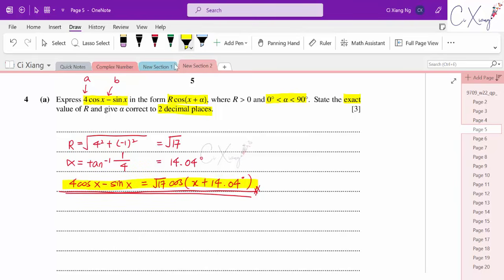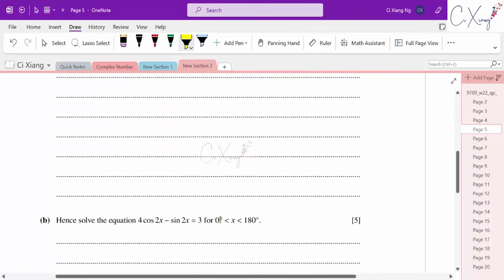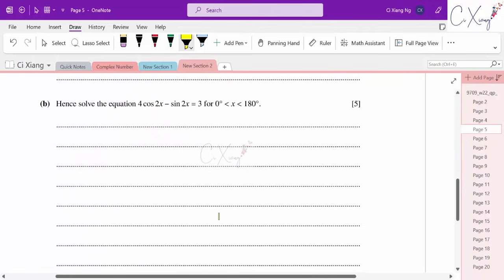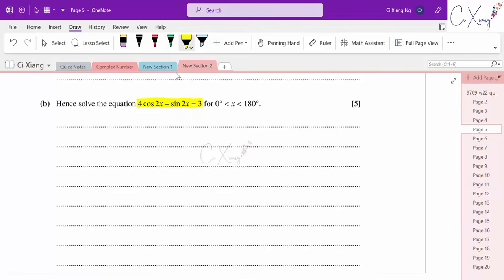Alright, and now we can proceed to part B. For part B, they want us to solve this equation, 4 cos 2x minus sin 2x equals 3. And the domain of x should be from 0 until 180 degrees. Okay, so if we have a look at this one, 4 cos 2x minus sin 2x, right?